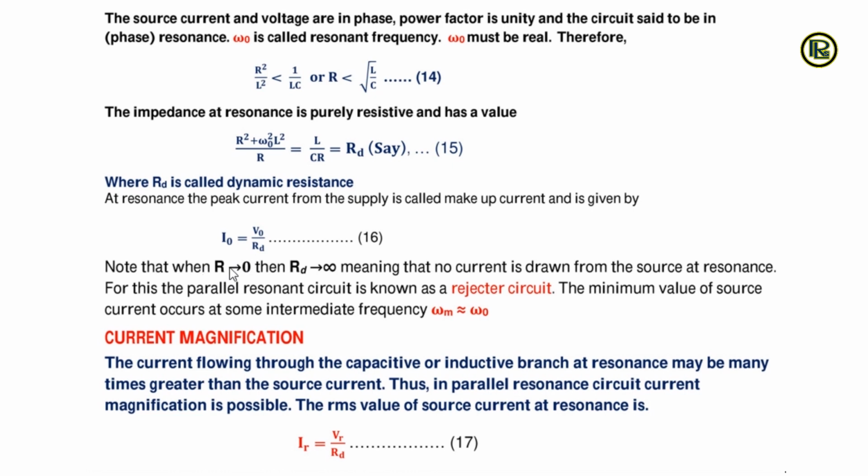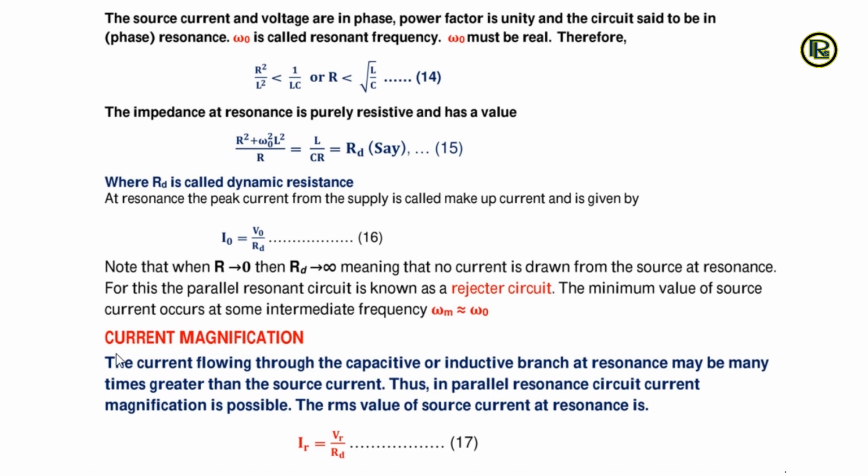And we note that when R tends to 0, then RD tends to infinity, meaning that no current is drawn from the source at resonance. For this reason, the parallel resonant circuit is known as a rejector circuit. The minimum value of source current occurs at some intermediate frequency omega m, nearly equal to omega naught.